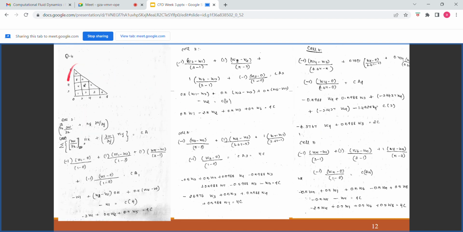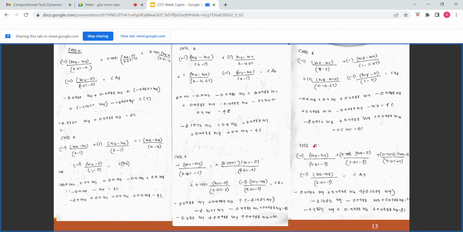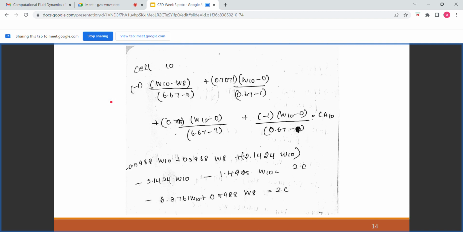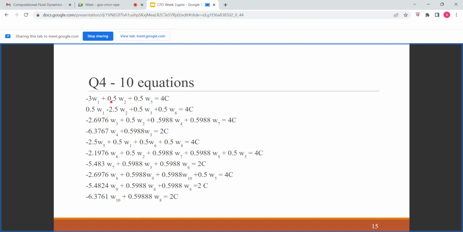For example, these are the number of cells. For cell 1, we are using this equation, and we are simplifying it to this form with W1, W2, and like that, we get an algebraic equation. In a similar manner, if we write the equation for every cell, we have 10 cells, so we'll get 10 different equations. That was what was asked in question 4, that is how many equations would be obtained. So the answer to that question is 10 equations.